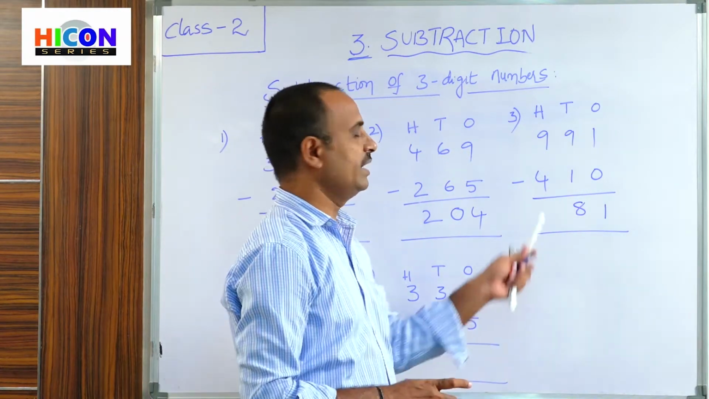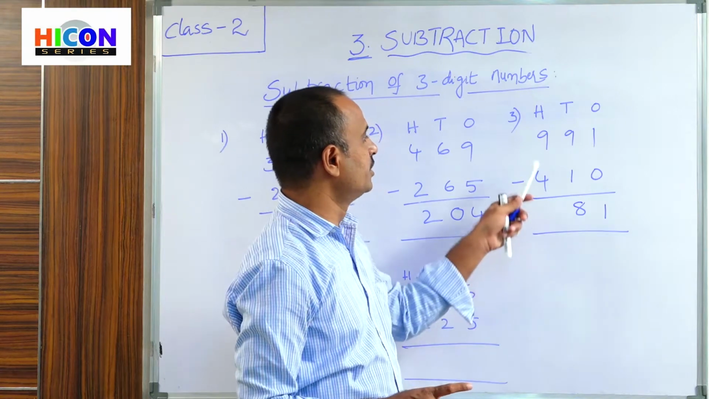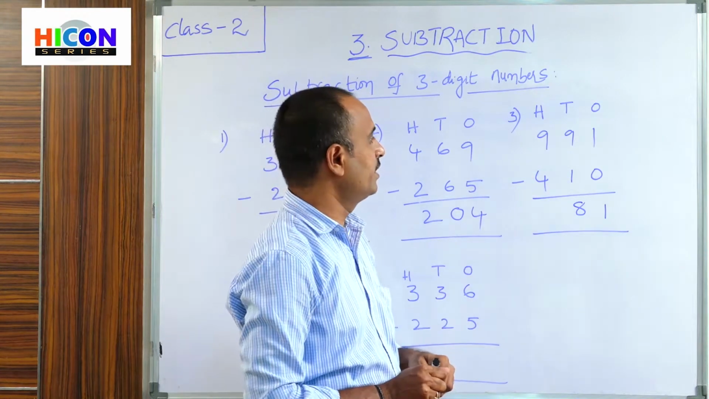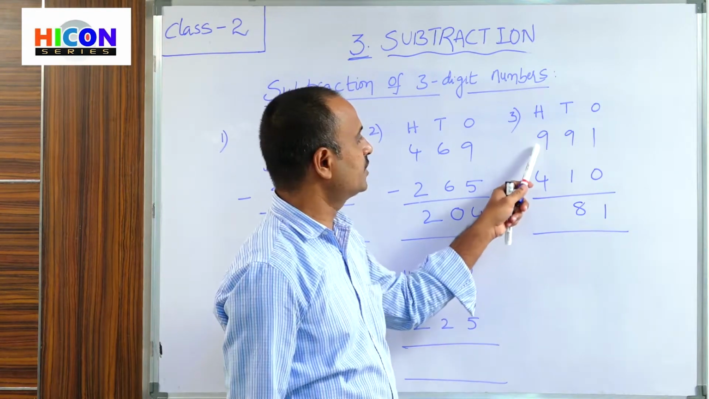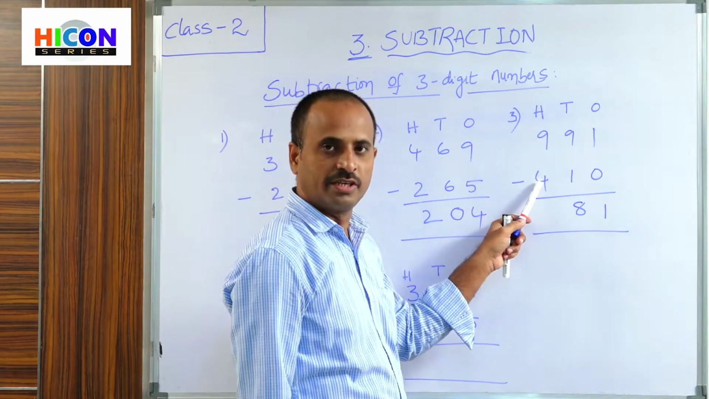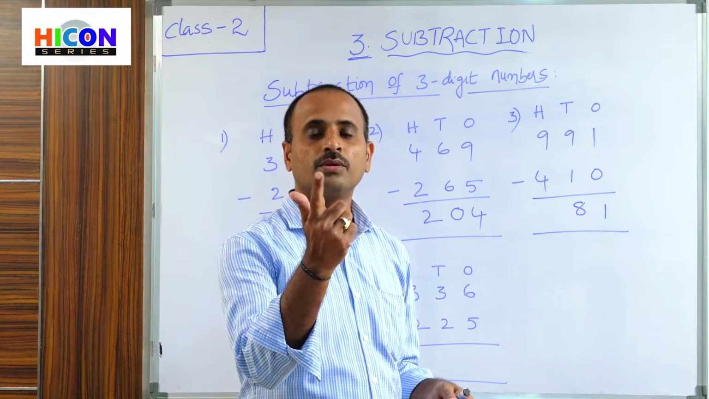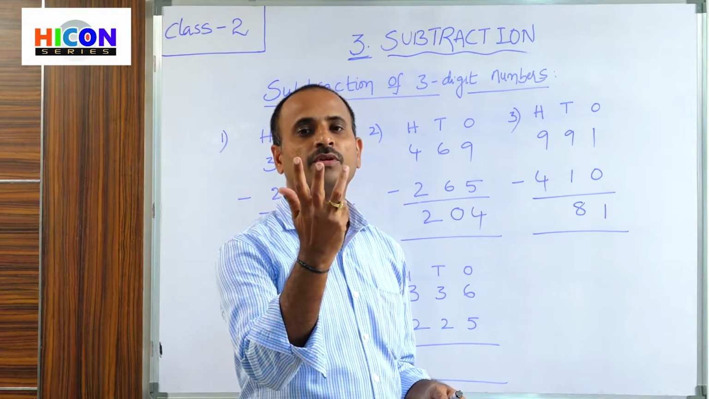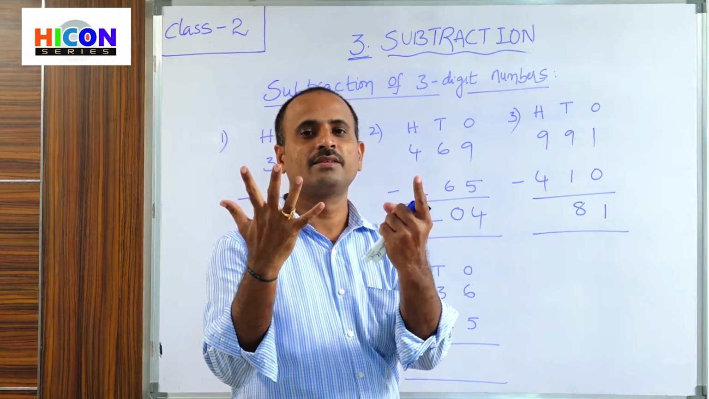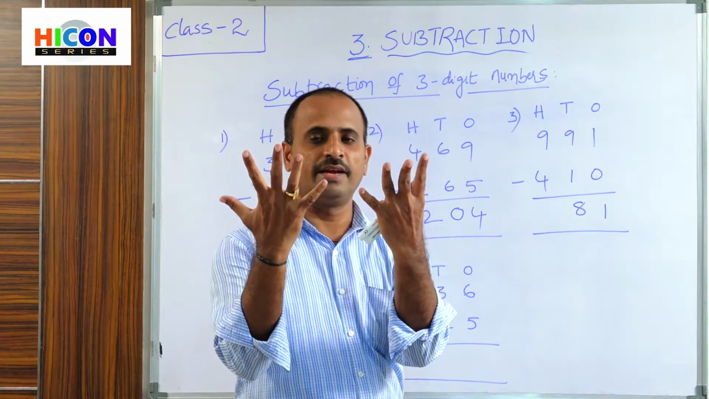Next, go to the hundreds place. So subtract the digits present in the hundreds place. What are the digits present in the hundreds place? The first digit is 9 and the second digit is 4. So open 9 fingers of your hand. 1, 2, 3, 4, 5 and 6, 7, 8, 9.